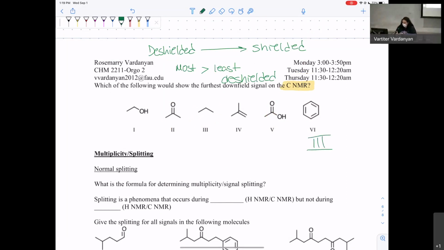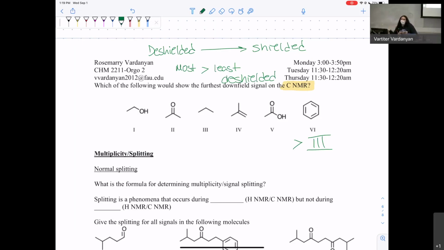So I'm going to say number 3. And it's the most shielded because it doesn't have anything electronegative taking away its electrons, right? So what comes after that? What's the next most shielded? Ooh, someone said alkene. The alcohol, okay. What region is the alkene in? We can also call it a double bond. The double bond region. And what is the number for the double bond region? 5 to 7. Cool. And then someone else said alcohol.